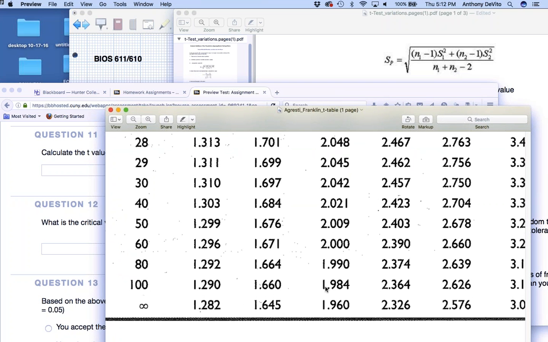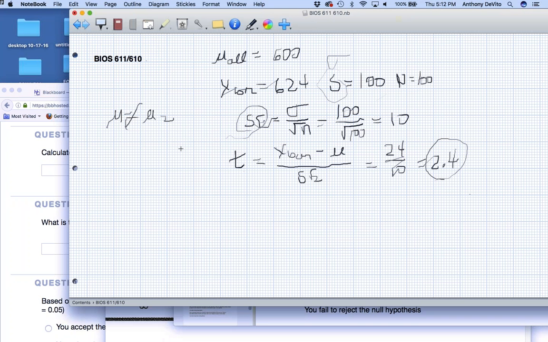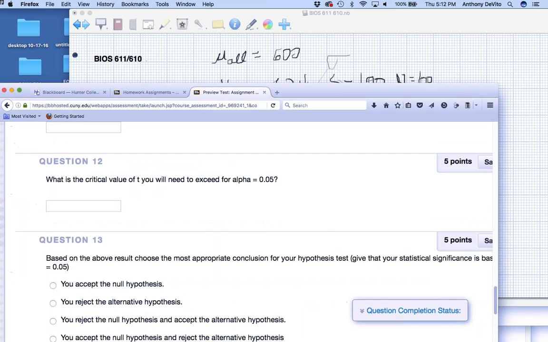Well, if I look over here, 1.98 is for 100, right? So it's going to be like 1.97 maybe. You want to know something? It's so big that I'm just going to call it 1.96, like what we would call it if we knew, because it really is a big sample. It's over 300. So I'm going to call it 1.96. That's our critical value of t. That's what we have to exceed. Actually, I might call it 1.97 because it's not really quite 1.96.